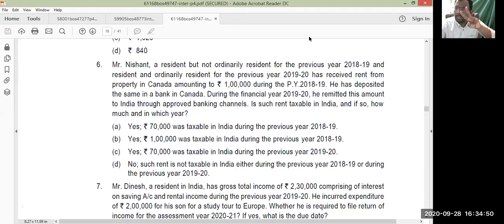Right, ma'am? There are two exceptional cases taxable in the hands of a resident but not ordinarily resident. Of course, this is not falling in any of the two exceptional cases. For 1819, your status is a resident but not ordinarily resident. Hence, this 1 lakh is not taxable even for 1819. So the answer is D. No, such rent is not taxable in India either during the previous year 1819 or during the previous year 1920. Option D is the correct answer.